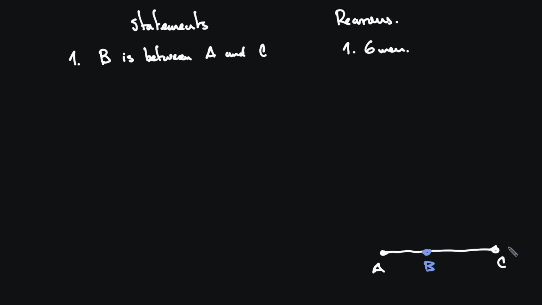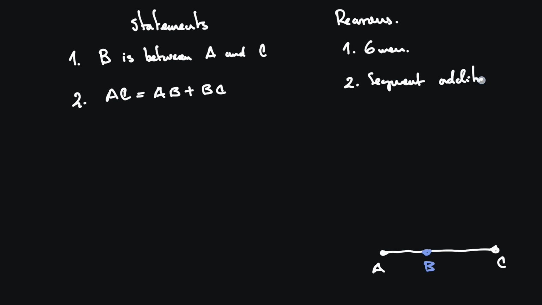By the segment addition postulate, we know that if we add AB plus BC, we get the whole segment AC. So number 2, AC must be equal to AB plus BC, by the segment addition postulate. Number 3, since we're talking about distance and length, we know that BC, or AB for that matter, must be positive numbers. So let's start with BC. BC is a positive number, greater than 0, because distance or length is a positive number.